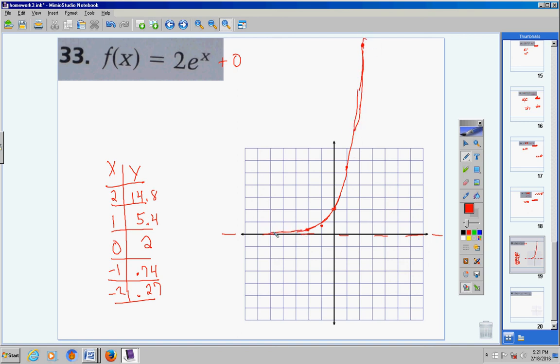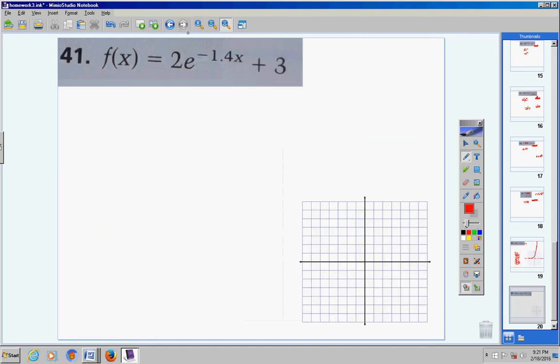And it gets closer and closer to the asymptote. Okay. There we go. Alright, number 41.